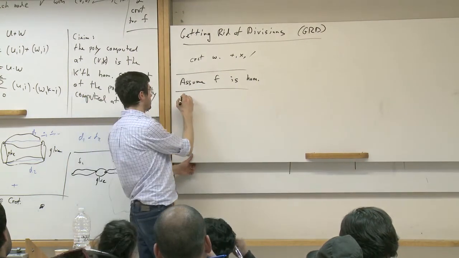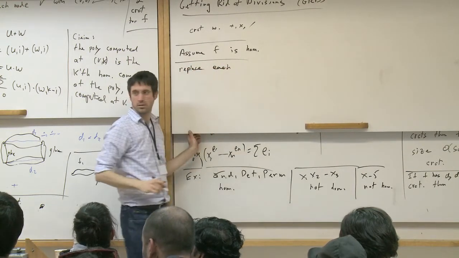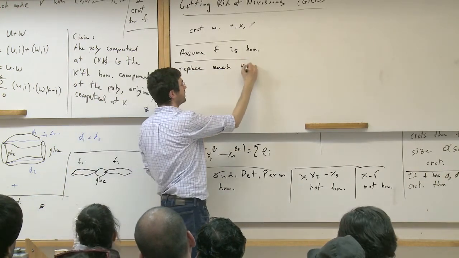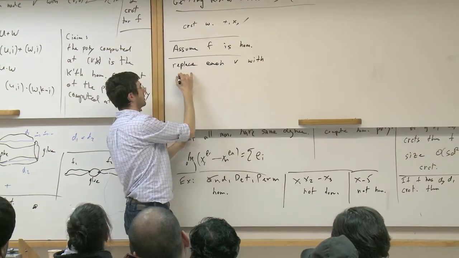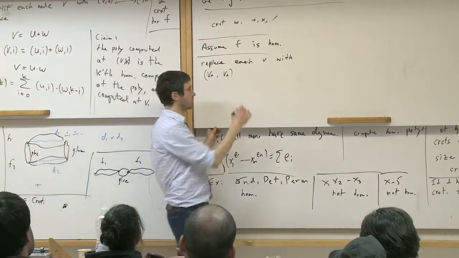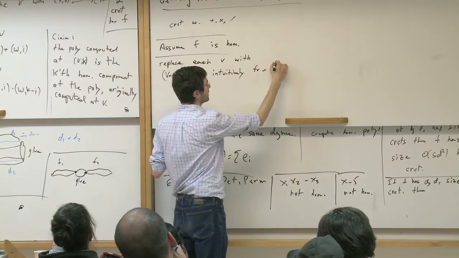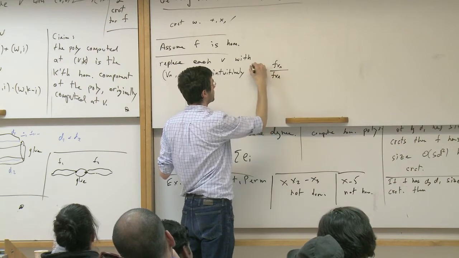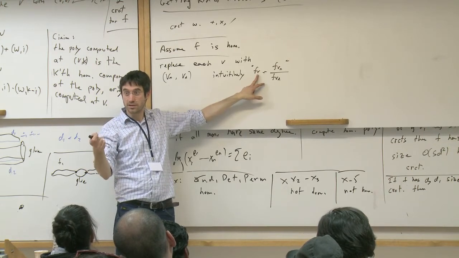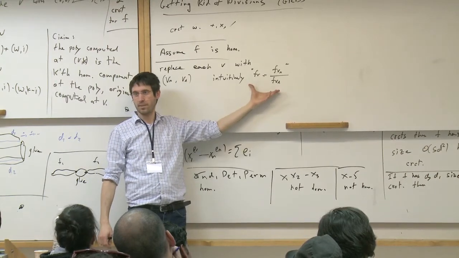So replace each v with v numerator and v denominator. You assume that the function is homogeneous, not the circuit, just the output. So intuitively, the polynomial computed at v equals f_v numerator divided by f_v denominator. By f subscript v, I mean the polynomial that is being computed at the vertex v. So I want to keep this thing.